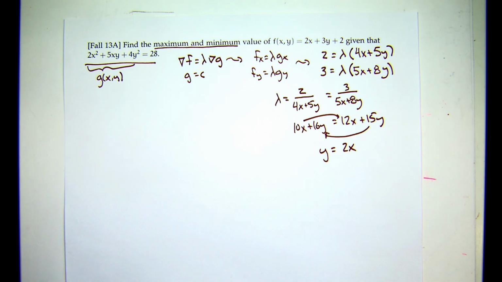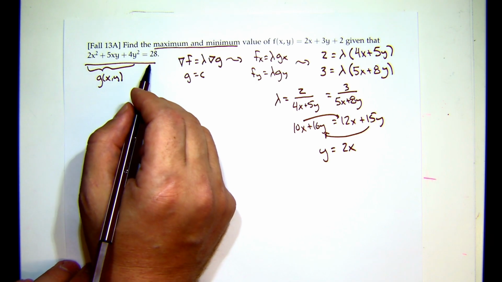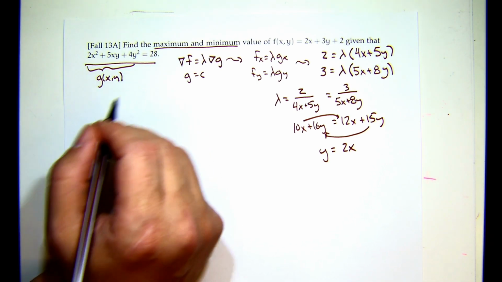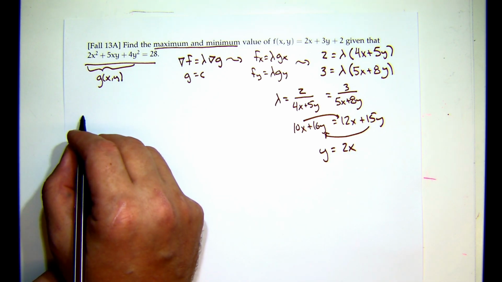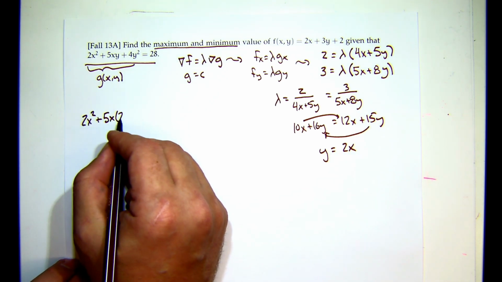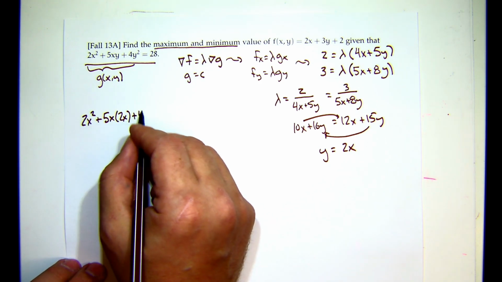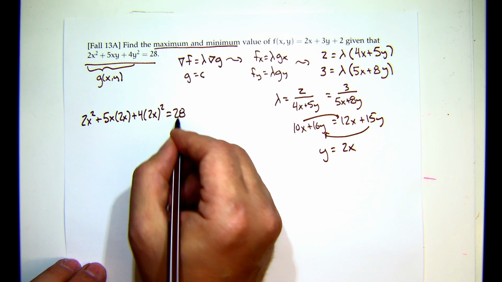Plug it into the constraint. So our constraint, remember, is over here. 2x squared plus 5xy plus 4y squared equals 28. So I'm going to rewrite that. Everywhere I see a y, I'm going to put a 2x. So I have 2x squared plus 5x times 2x plus 4 times 2x squared equals 28.